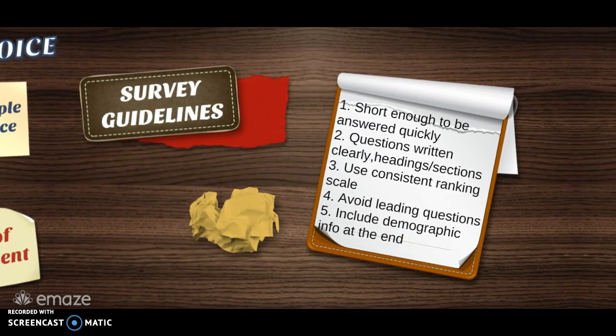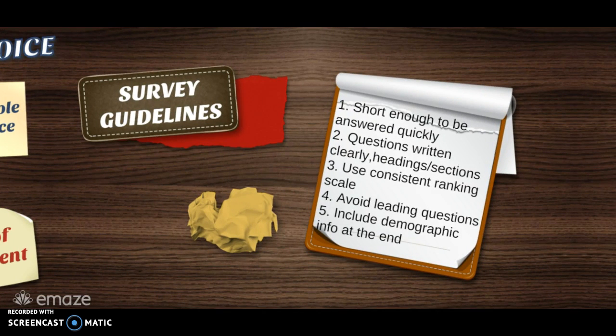Some survey guidelines. Make sure that your survey is short enough to be answered quickly. Make sure that your questions are written clearly with headings and sections that allow the person taking the survey to understand exactly what they're answering. Make sure that if you use a consistent ranking scale or a rating scale, that you use the same one. Don't use a 5-point scale for some questions and a 10 or 20-point scale for other questions. Use the same level throughout.